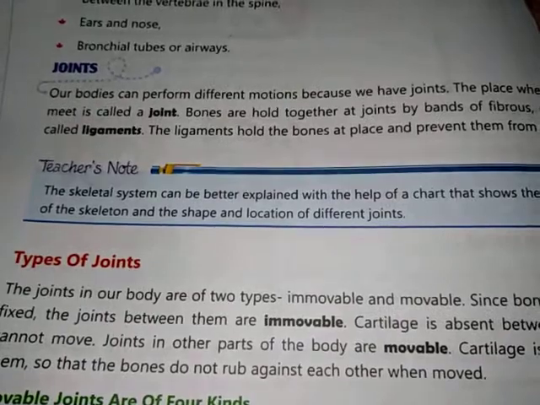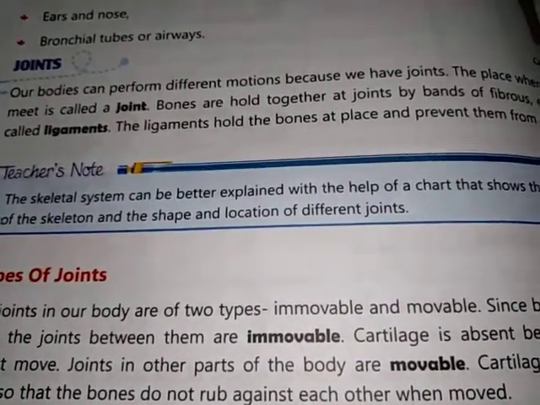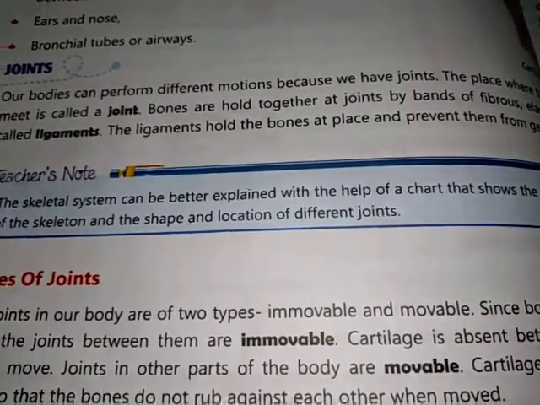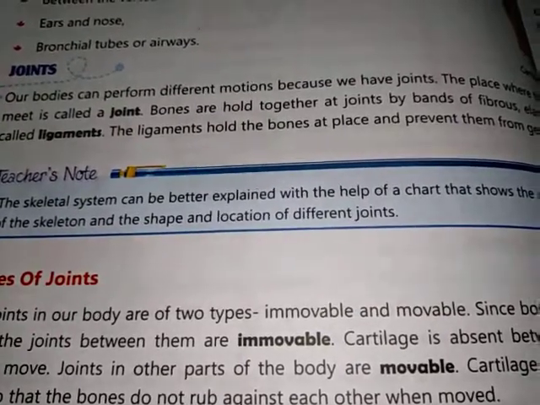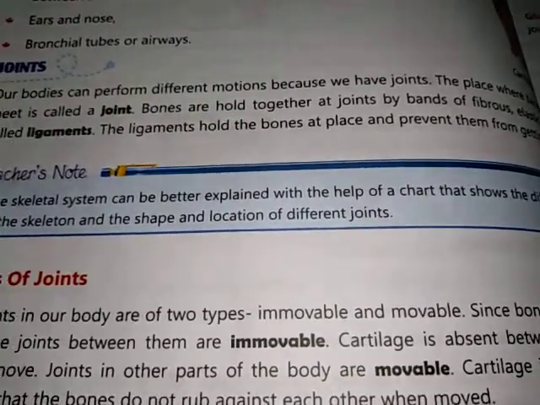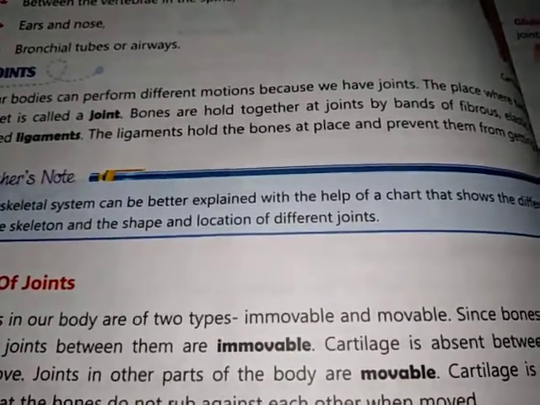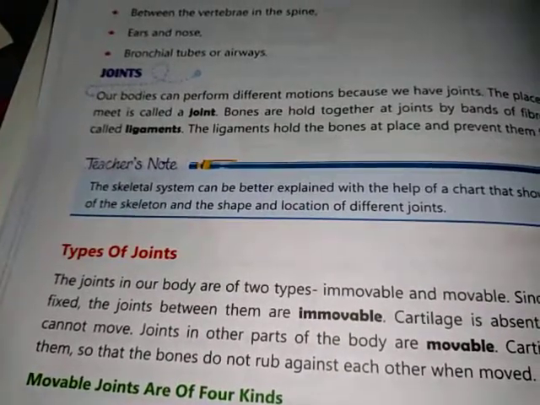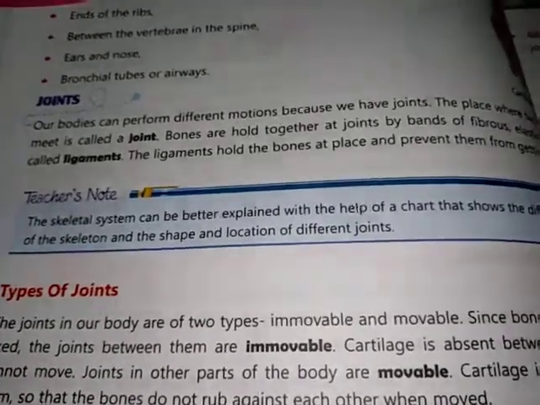So two types of joints are there. First, which are immovable, which cannot move, and second, which are movable, which can move. For example, joints in the skull are immovable, they cannot move, and joints in other parts of the body are movable. Suppose knee joints, elbow joints.